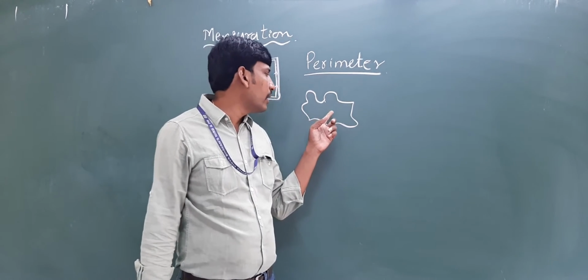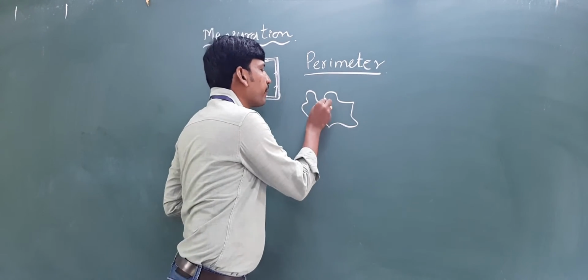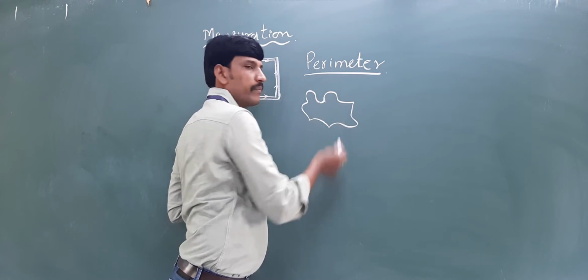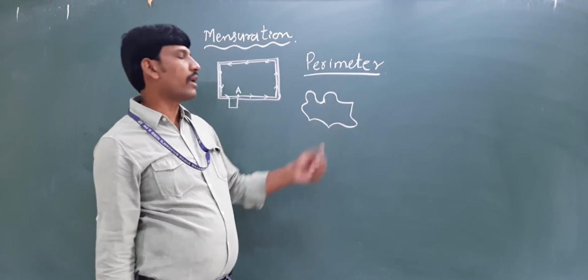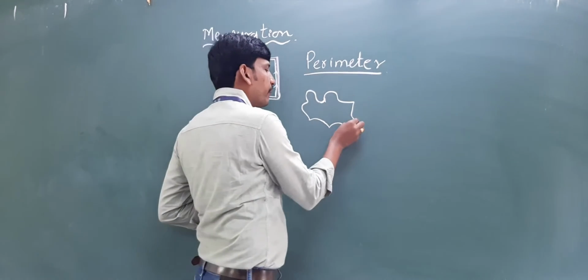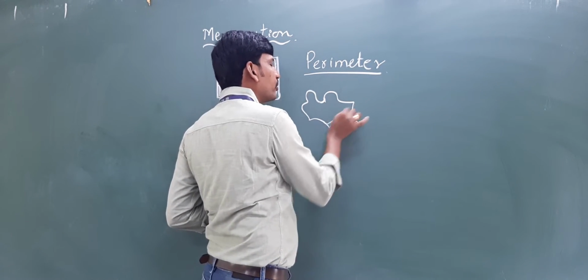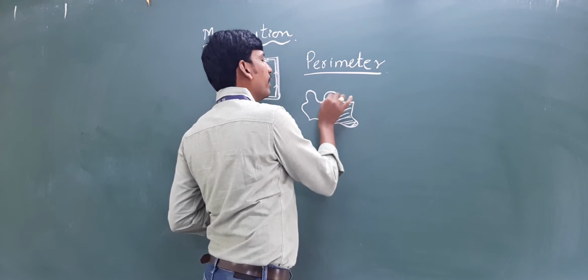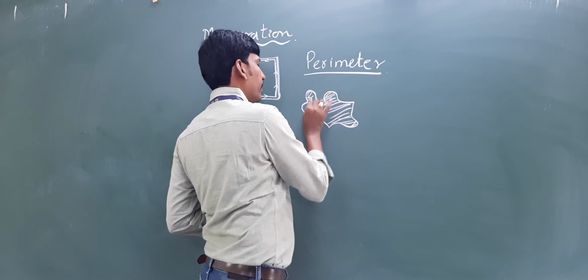How to find the total length of this boundary? This is an irregular shape. There is a particular shape here. How to find the perimeter of this shape? It means the length of the boundary.